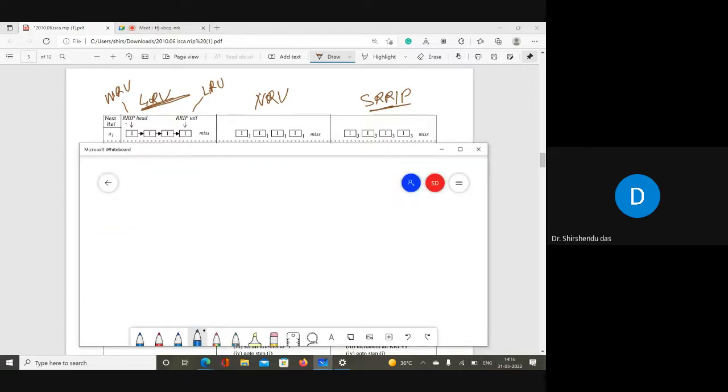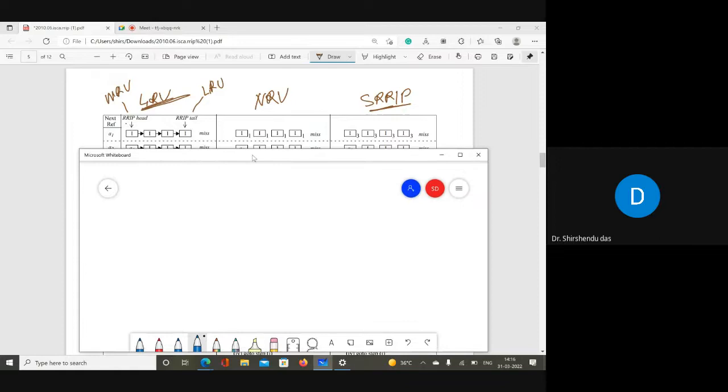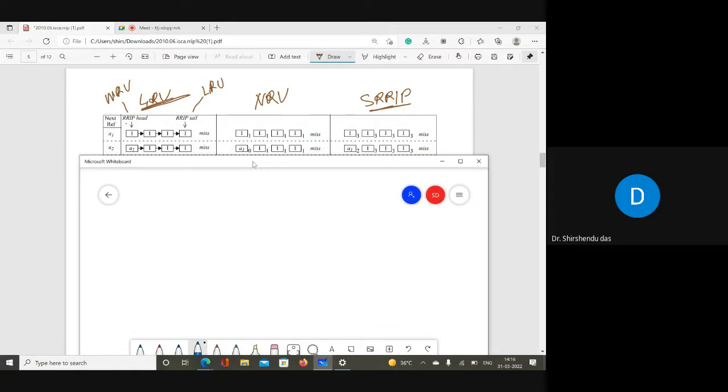Okay. So now what we will do, we'll place A1 in place of I, right? In place of the MRU position. And it will be a miss, right? It is a miss. So this is the current status here. Once you place A1 here, A1 is in the MRU position, and the remaining three are I.